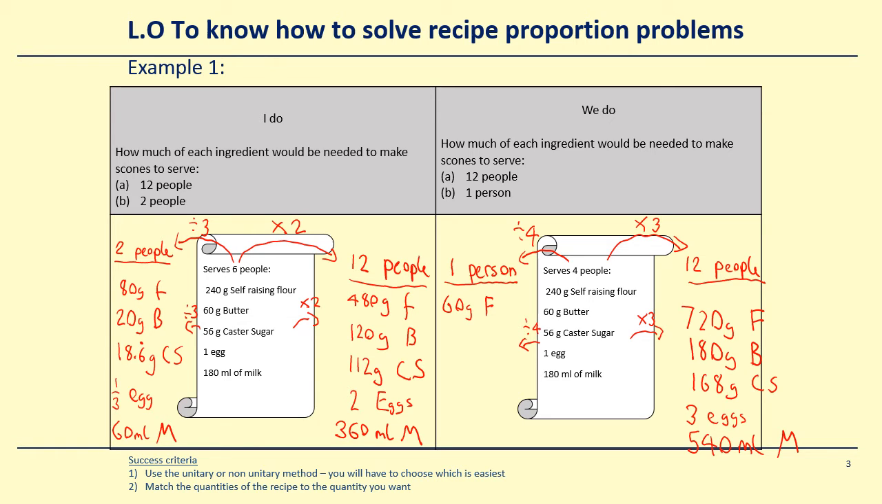60 divided by 4 gives me 15 grams of butter. 56 divided by 4 is going to give me 14 grams of caster sugar. 1 egg divided by 4, that's going to give me a quarter of an egg. And 180 divided by 4 gives me 45 ml of milk.